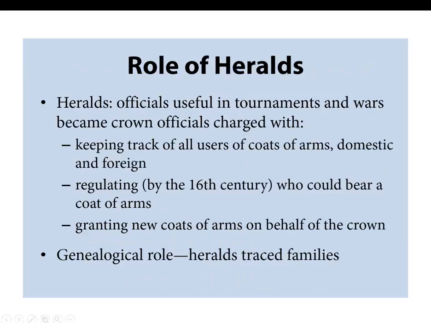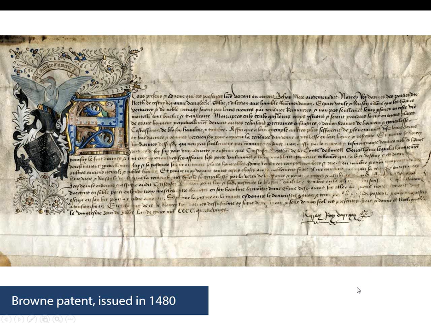So heralds, who were the officials who developed in the retinue of armies and princes in the Middle Ages and then became crown officers, began in England to keep track of all users of coats of arms. And they began to assume a genealogical role, because one of the ways you keep track of who has a coat of arms is by keeping track of their families, and we'll see that in a moment. The next slide shows us an example of the acquisition of a coat of arms, and this is a gorgeous original document that's owned by NEHGS and can be seen in Boston on occasion when it's on display.